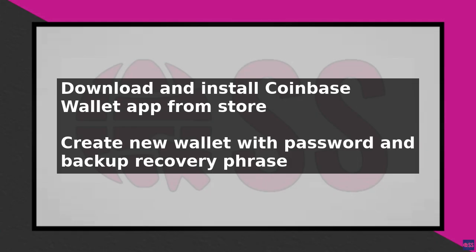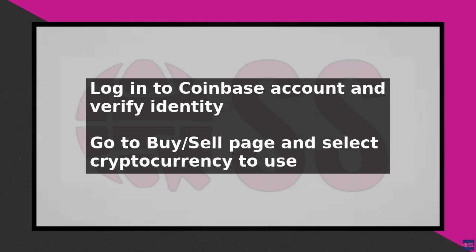Next, navigate to the Coinbase website and log into your account. If you do not have a Coinbase account, create one and complete the verification process. After verifying your account, go to the Buy/Sell page and select the cryptocurrency you want to use to buy Chill Guy Coin, such as Bitcoin or Ethereum.